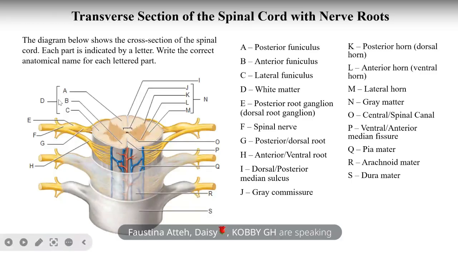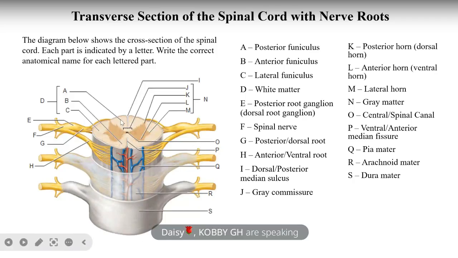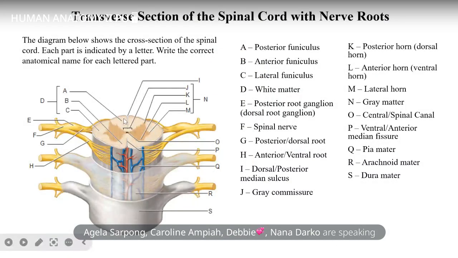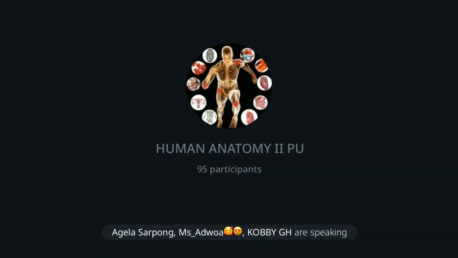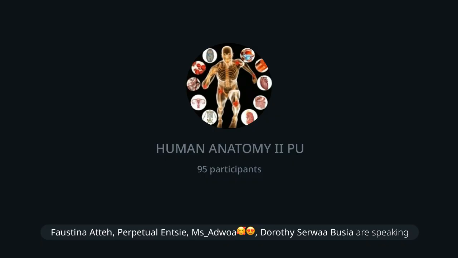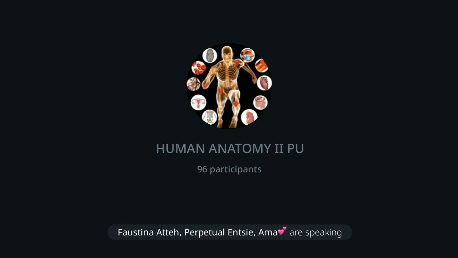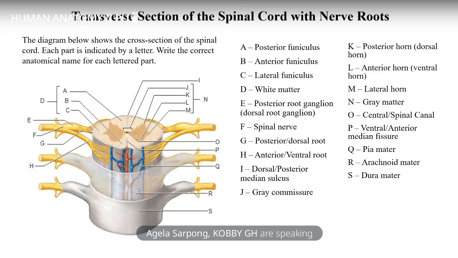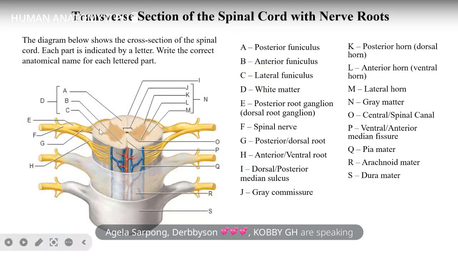Okay, so let's go again. Say it after me. Say posterior funiculus. A is posterior funiculus. Posterior funiculus. Anterior funiculus. Lateral funiculus. So what is D?